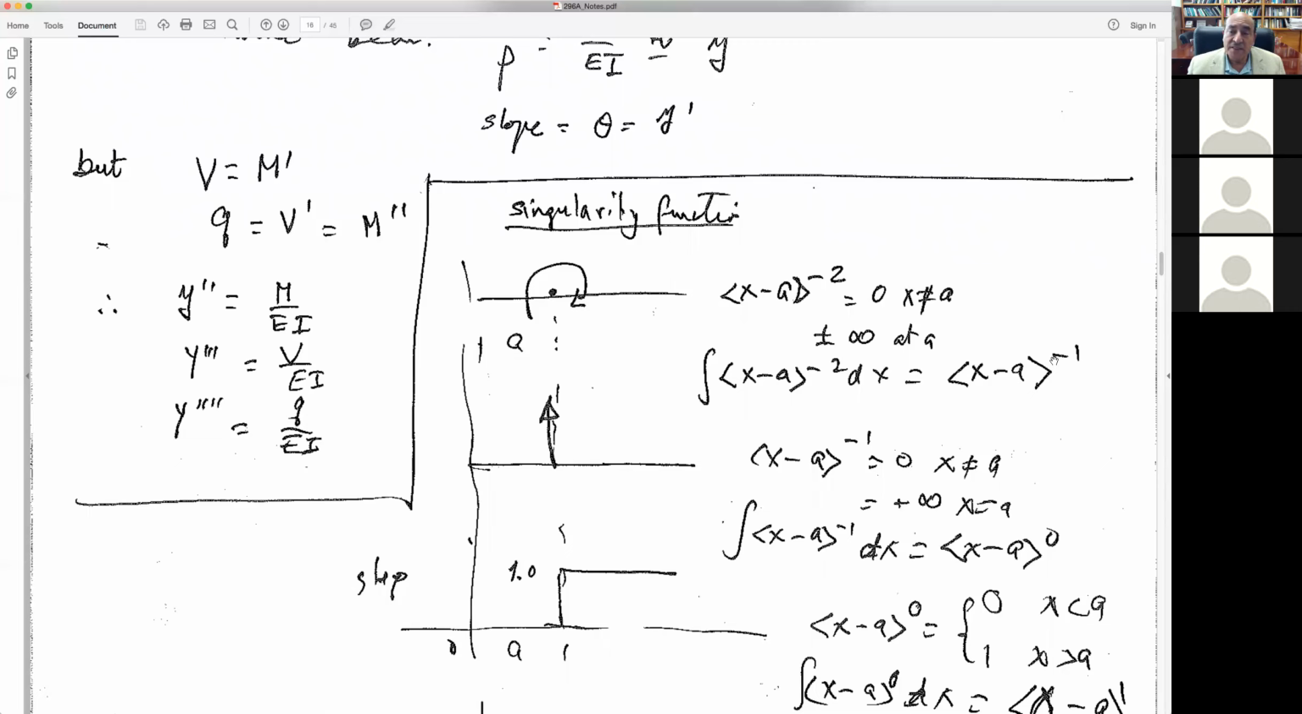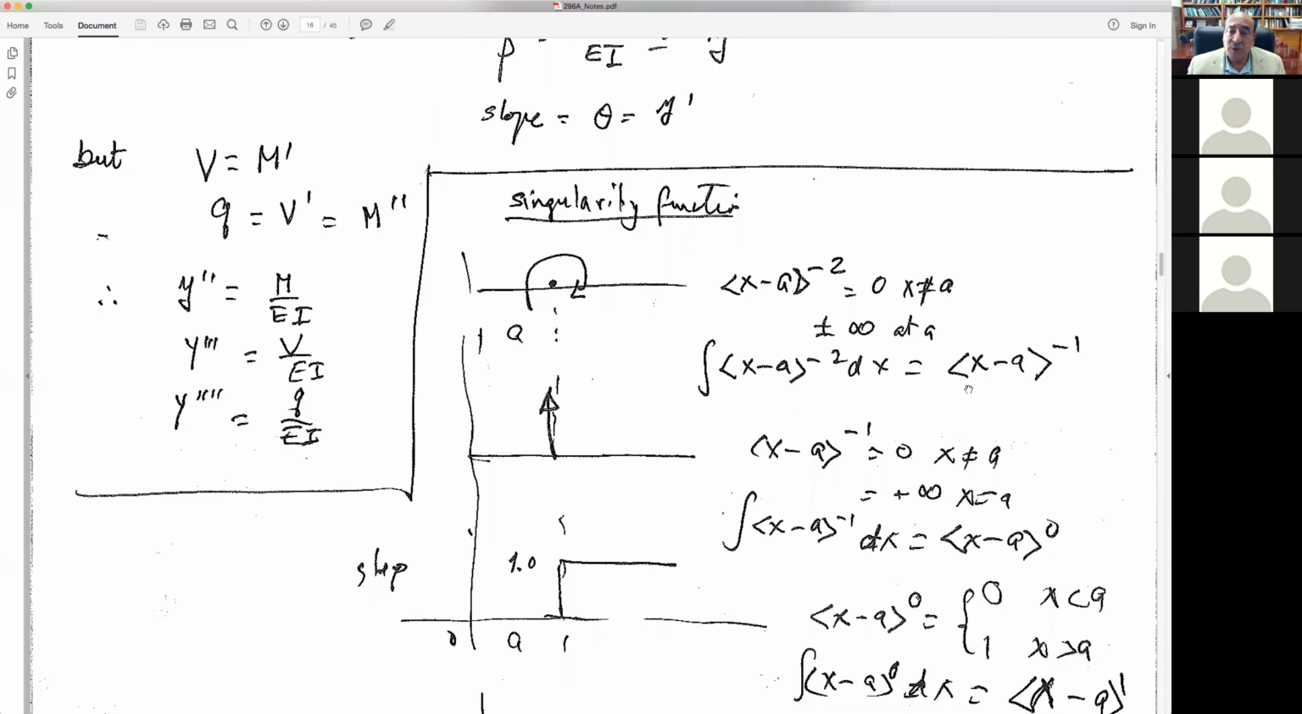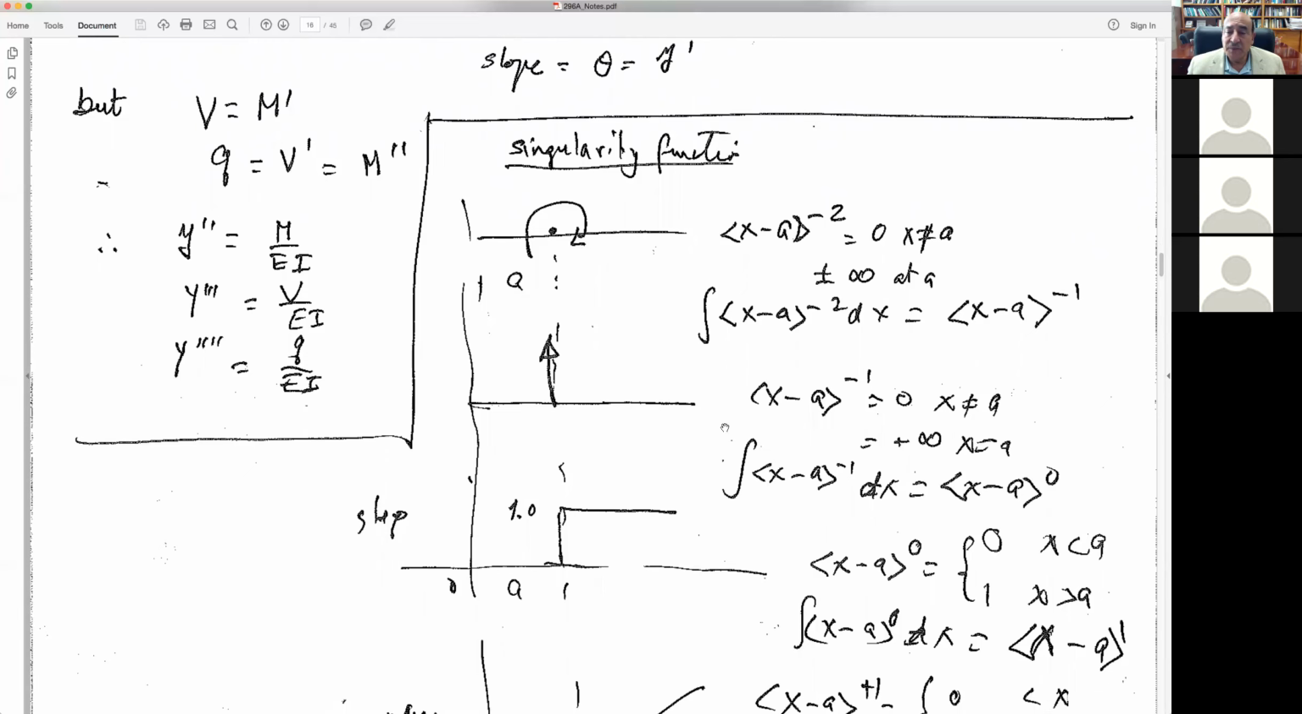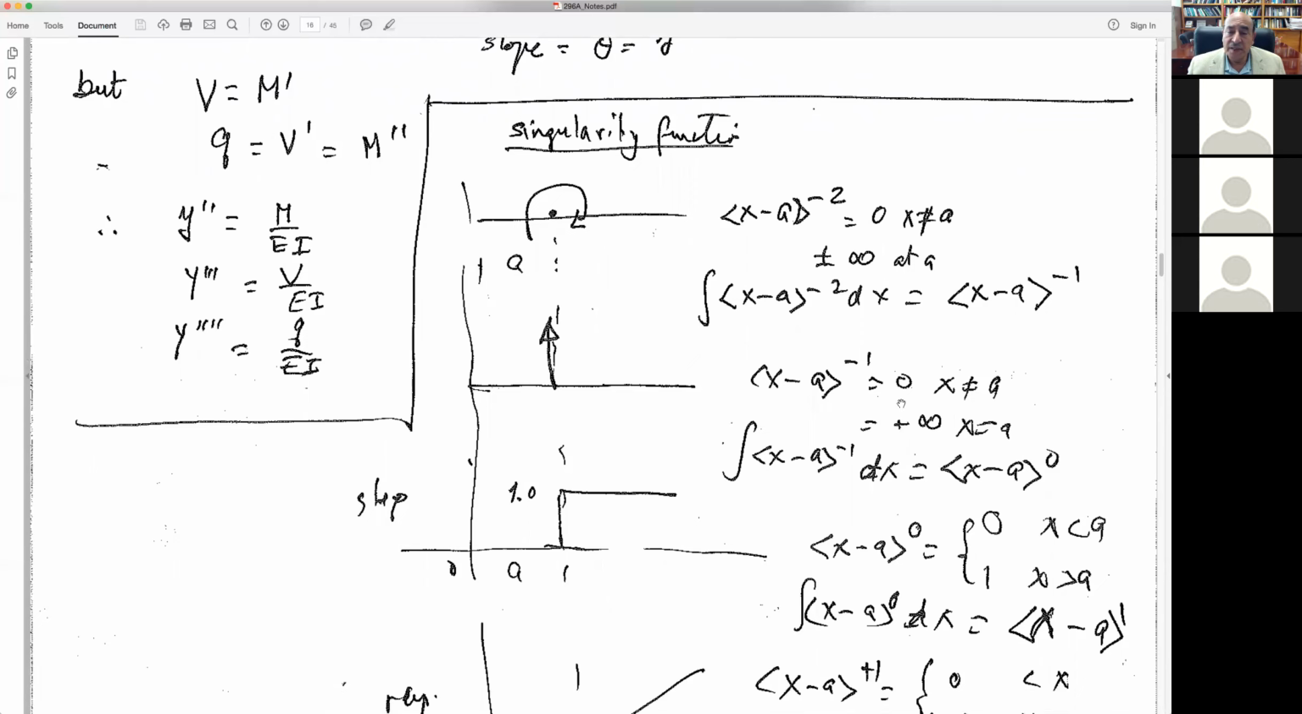And the meaning of x minus a to the minus 1 is that it's an impulse function. And the impulse function is like a concentrated load at x equals a. Again, the meaning is that it's 0 everywhere except exactly at that point, where it goes to infinity. But it has a property. In other words, when it goes to infinity, it doesn't mean anything by itself, so you have to describe it more.